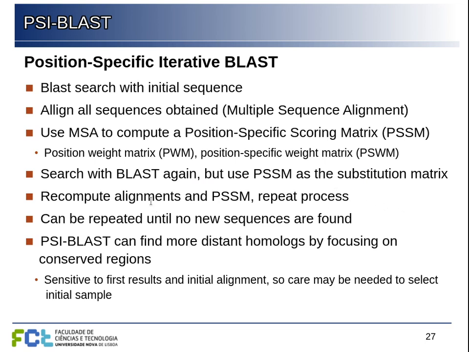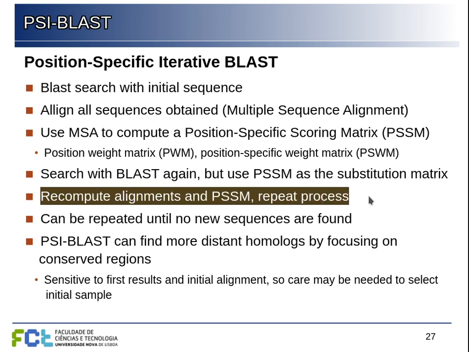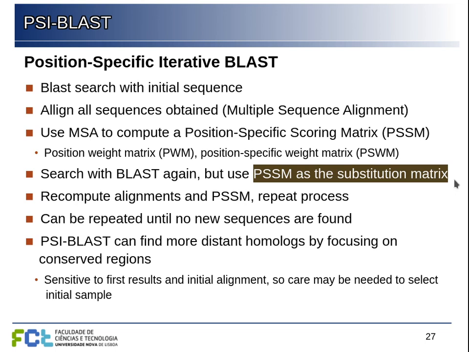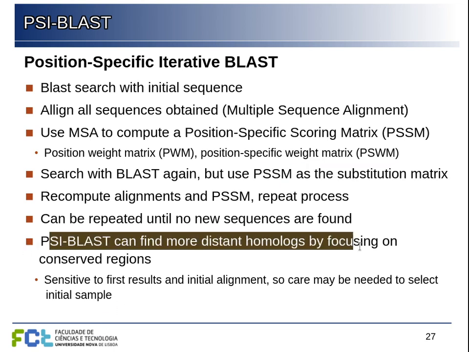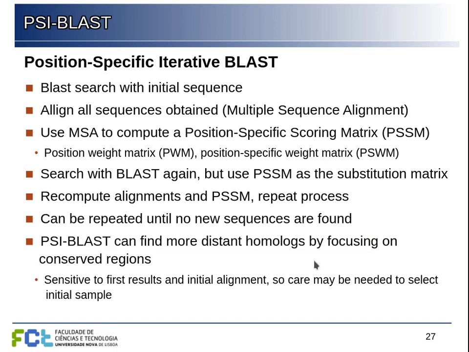We use these new matches to recompute the multiple sequence alignment and compute the substitution matrix again for each position, and then we can repeat this until convergence, until we find no new sequences. So this is good for finding more distant homologs by focusing on conserved regions and using the pattern of mutations we keep finding as an indication of what kinds of mutations we can accept at each different position.